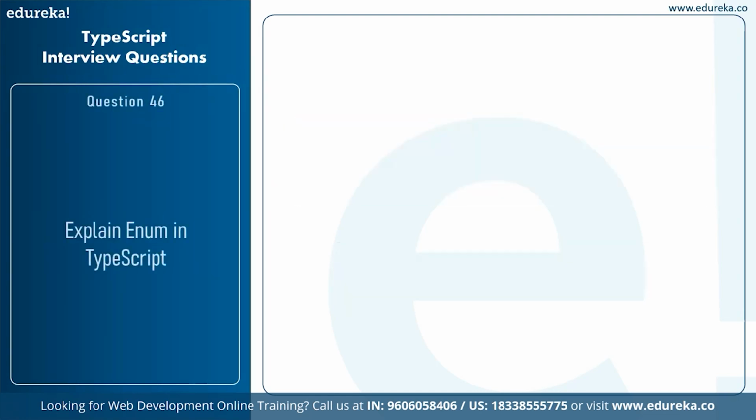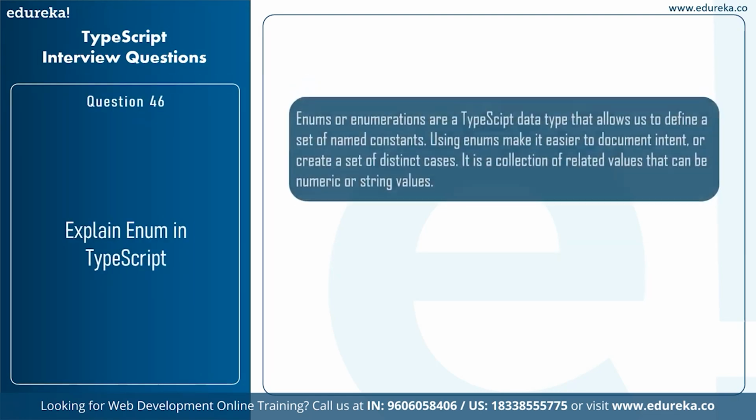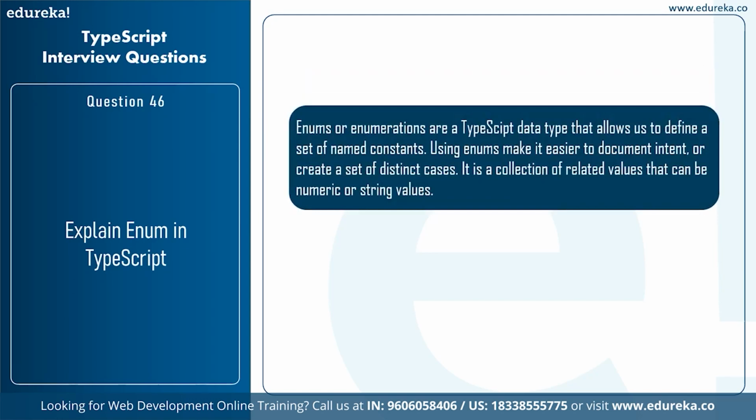Now, moving on, explain the enum in TypeScript. Now, enums or enumerations are a TypeScript data type that allows us to define a set of named constants.